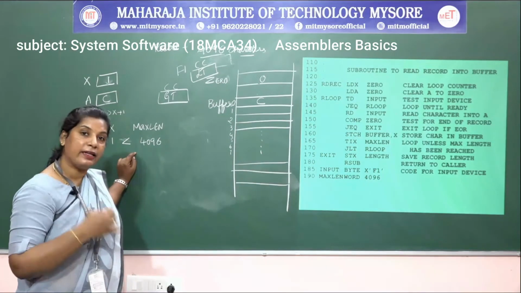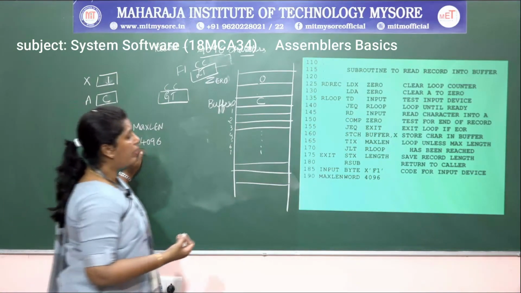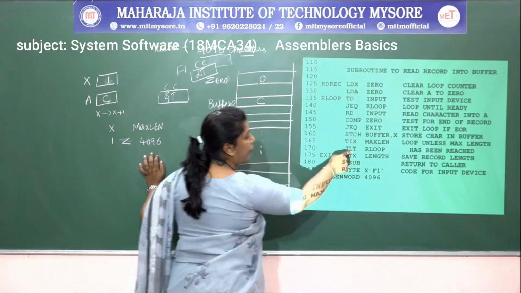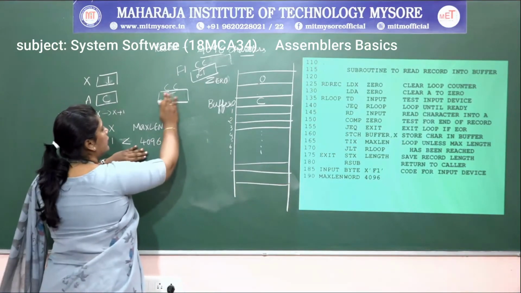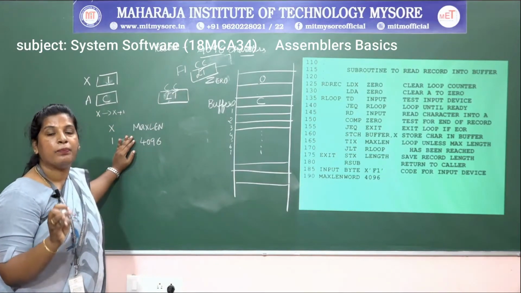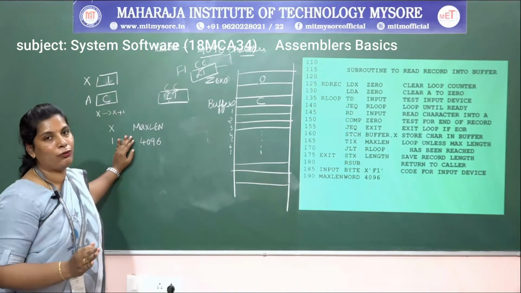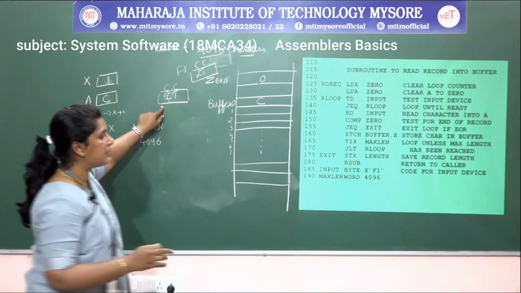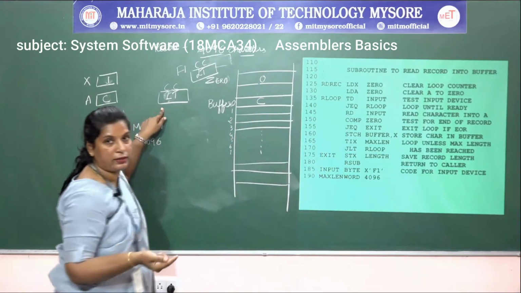If it is less than, it means I can read many more characters. So what I need to do is TIX maximum length. Of course the index register value is less than, so it is going to set the conditional code flag bit as less than. The comparison and TIX instructions and test device both set the conditional code flag bit, either less than, greater than or equal. So if it is less than, jump to the R loop. So I can read one more character.